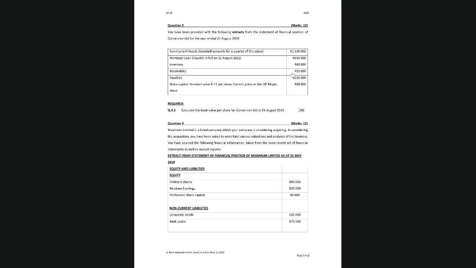That's quite simple. You can read in your textbooks exactly what approach you have to take to value the company using book value. Then you should easily be able to get your 10 marks there. There are no tricks that you won't find in the examples in the textbooks. Just take note here where they say non-current assets, goodwill accounts for a quarter of this value. Just take note of what they say about taking goodwill into account when we are using book value.